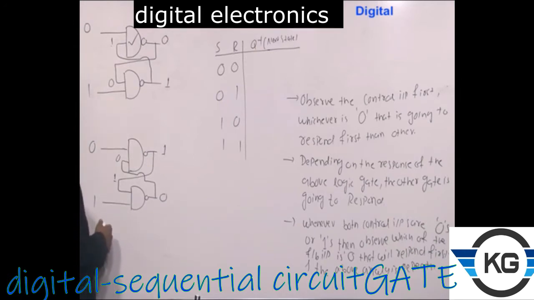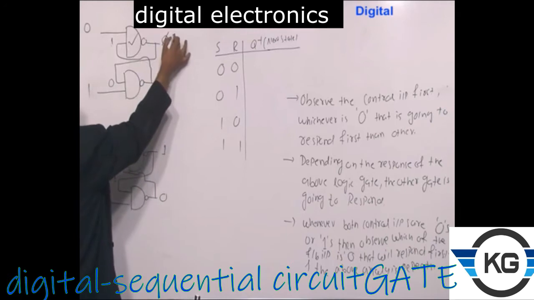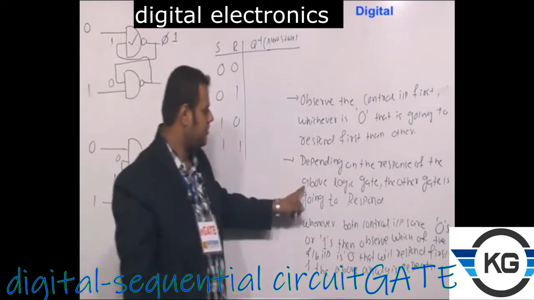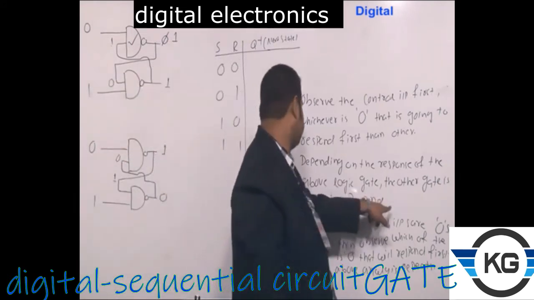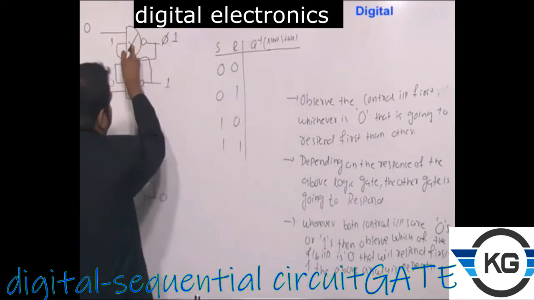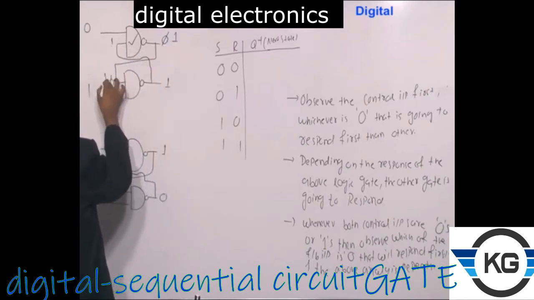Now when one of the inputs of the NAND gate is 0, irrespective of the others, the output will be 1. Now I come to the second statement: depending on the response of the above logic gate, the other gate is going to respond. This one has responded first of all, so whatever change has been made is now reflected here.